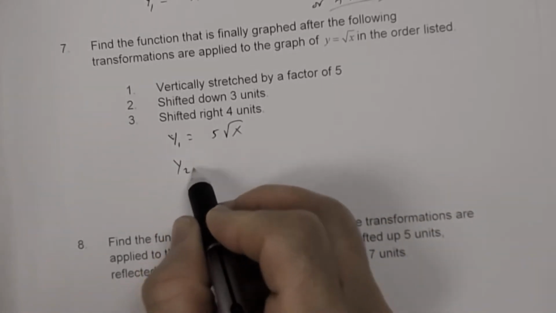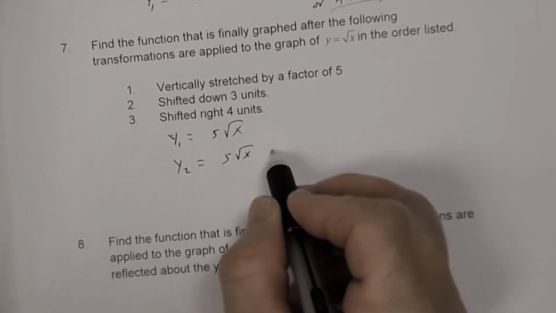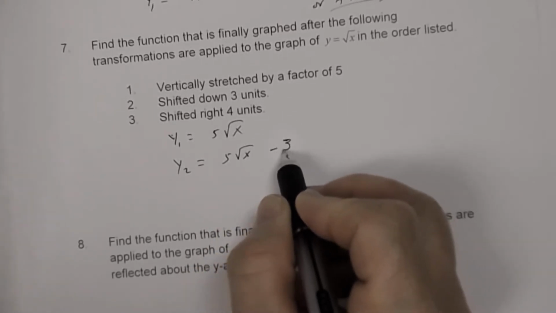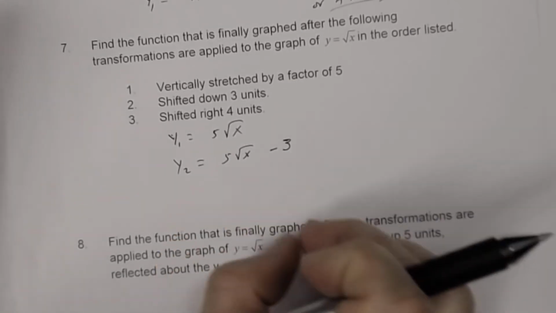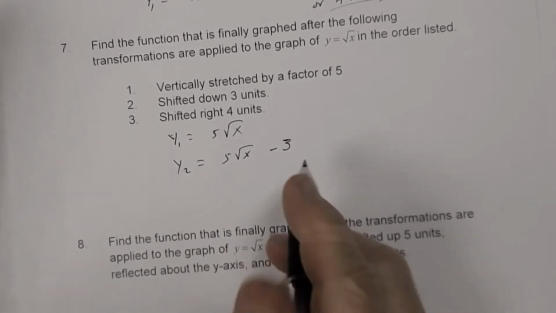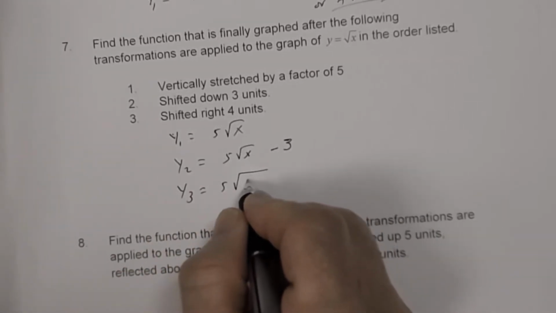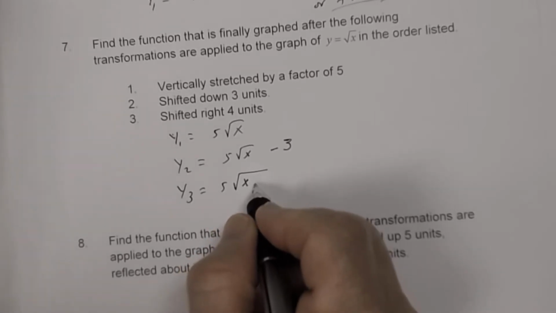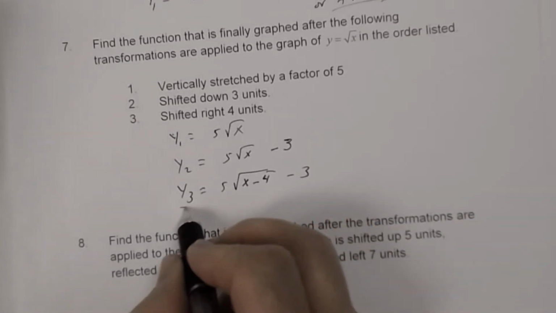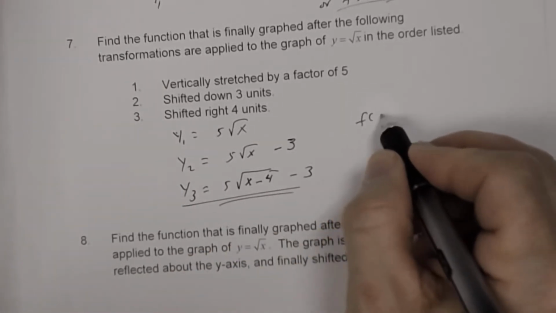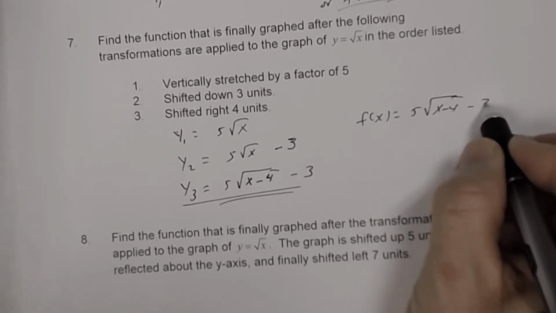All right, so y2 will be 5 square root of x, and then you're taking this and shifting it down 3 units. Then you're going to take this and shift this whole thing to the right 4 units. So y3 will be 5 square root of x, and we're going to the right, so we have x minus 4 and then minus 3. All right, so that'll be your final answer. So f of x will equal 5 square root of x minus 4 minus 3.